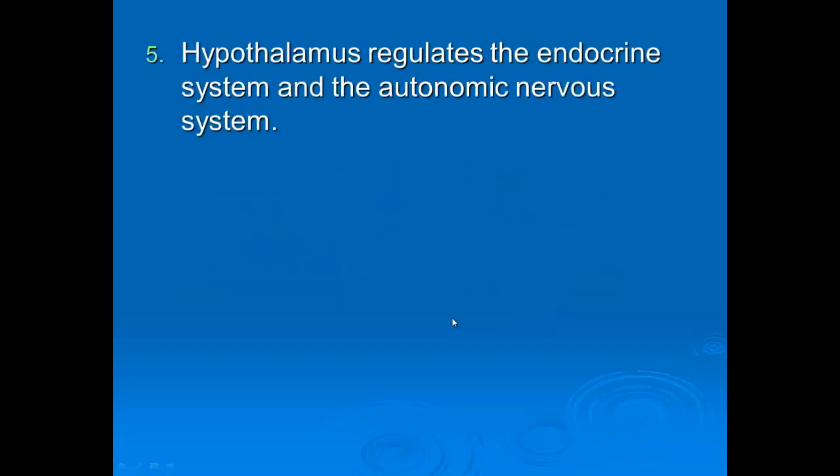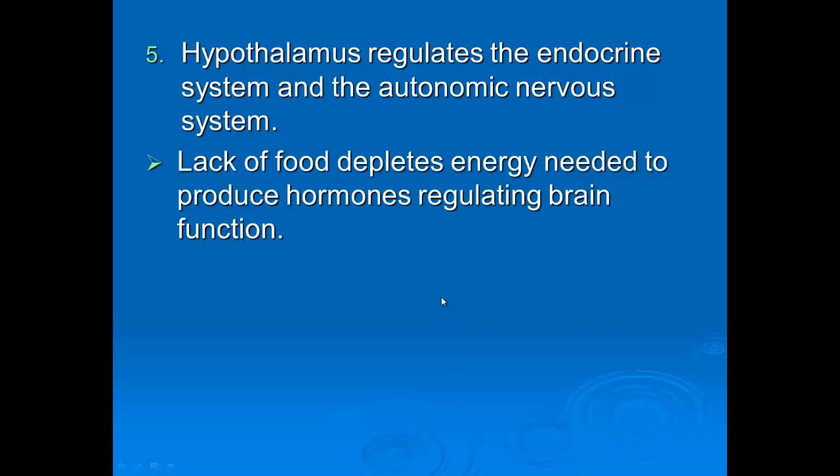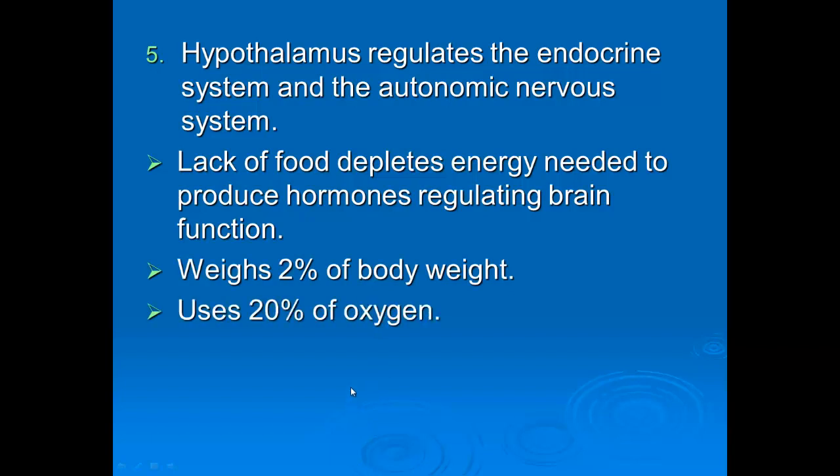The hypothalamus regulates the endocrine system and the autonomic nervous system. And lack of food depletes energy needed to produce hormones regulating the brain. That's why it's so important to exercise properly and eat good nutritious food for your brain, like nuts and vegetables and fruit, so that you can have the appropriate energy required by your brain. Because your brain, although it's only 2% of the body weight, uses 20% of oxygen. That's a lot of energy being used by such a small part of your body.